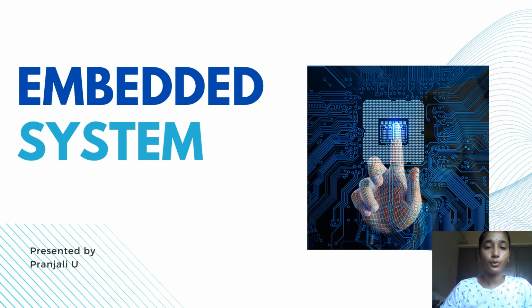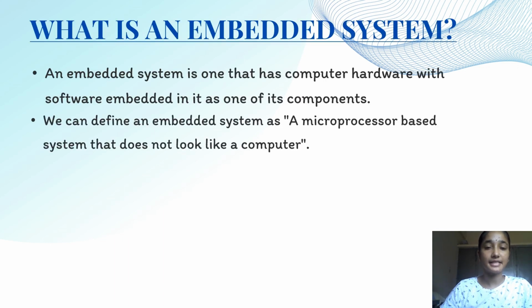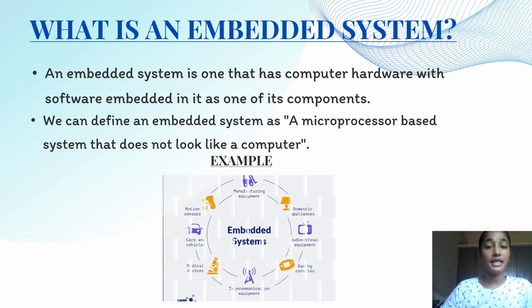First, we want to know what an embedded system is. An embedded system is one that has computer hardware with software embedded in it as one of its components. That means a computer which has hardware also contains its software in it. It is known as an embedded system. An embedded system is also known as a processor based system that does not look like a computer.